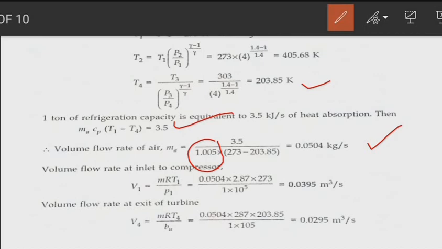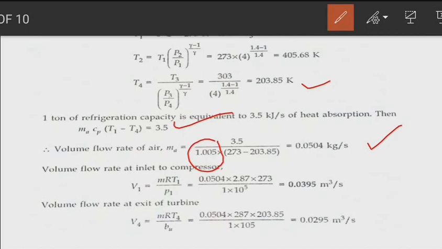അതായത് കംപ്രസറിൻ്റെ അകത്ത് കയറുന്ന വോളിയം ഫ്ലോ റേറ്റ് V1 ഈക്വൽ ടു M ഇൻറ്റു R ഇൻറ്റു T1 ഡിവൈഡഡ് ബൈ P1. So 0.0504 into 2.87 into 273 divided by 1 into 10 raised to 5. ഇവിടെ M എന്ന് പറയുന്നത് നമുക്ക് തന്നിട്ടുണ്ട്, ടോട്ടൽ ഫ്ലോ റേറ്റ്. R എന്ന് പറയുന്നത് ഗ്യാസ് കോൺസ്റ്റൻ്റ് ആണ്. 2.87 എന്ന് പറയുന്നത് യൂണിവേഴ്സൽ ഗ്യാസ് കോൺസ്റ്റൻ്റ് ഓഫ് എയർ ആണ്.